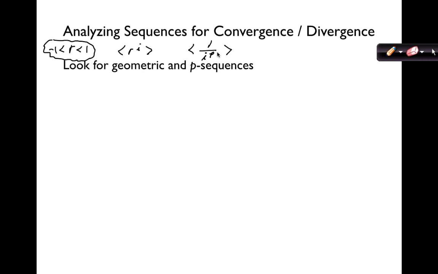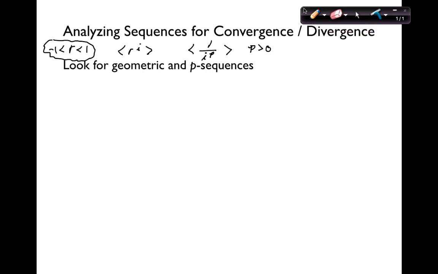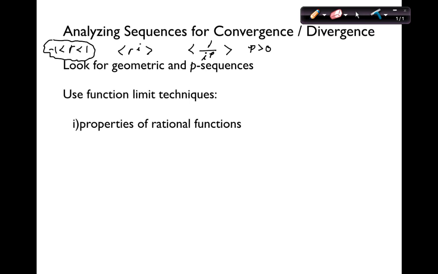All right, what about this? When does this converge? Any positive value for p means 1 over i to the p will converge. All right, and so we talked about limit function techniques, properties of rational functions, comparing the degree of the numerator and the denominator. I'm not going to go over all that again, but that's important.